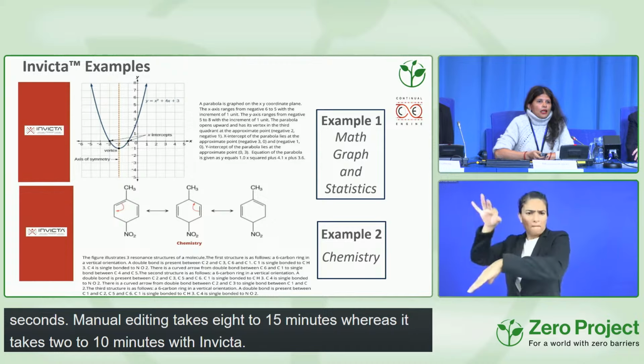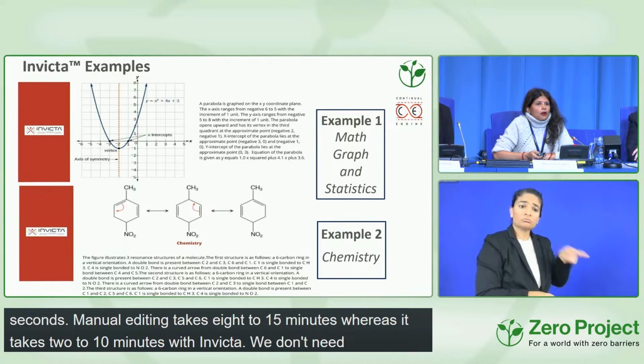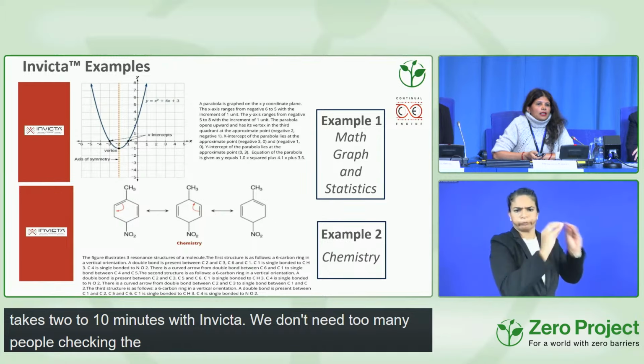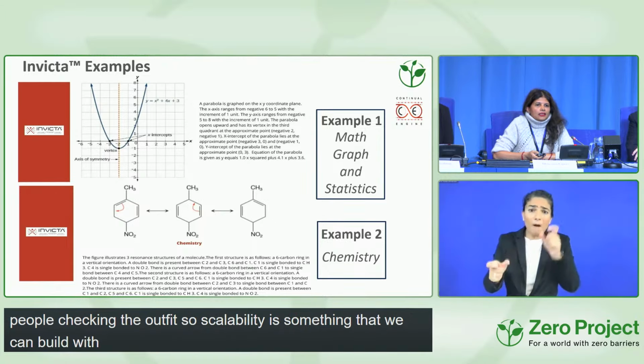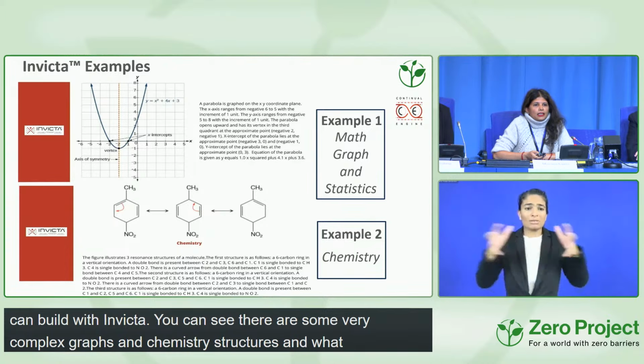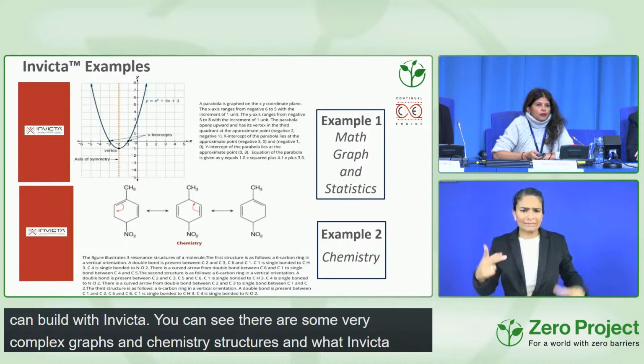So here are some examples. Here you can see that there's a very complex graph. There are some very complex chemistry structures. What Invicta does is understand the components of these images and then convert it into a highly sophisticated English language description.